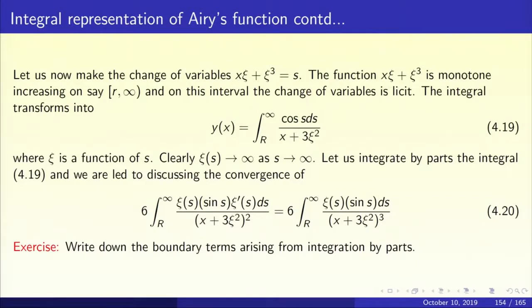So now look at x chi and chi cube. Chi is going to become large and the x chi can practically be ignored, and so chi is going to behave like s to the power 1/3. If chi behaves like s to the power 1/3, then chi squared behaves like s to the power 2/3, and x plus 3 chi squared the whole cube behaves like s to the power 2/3 the whole cube. So it behaves like s squared. So we are in a very good position.